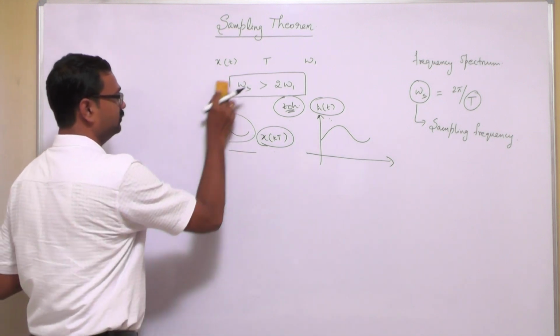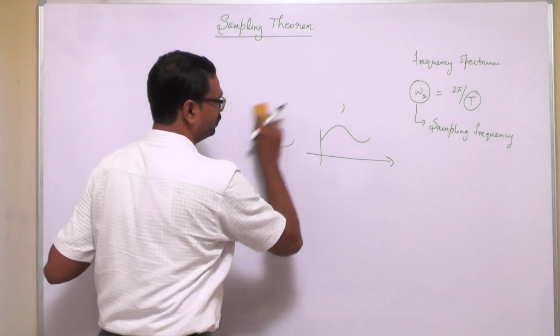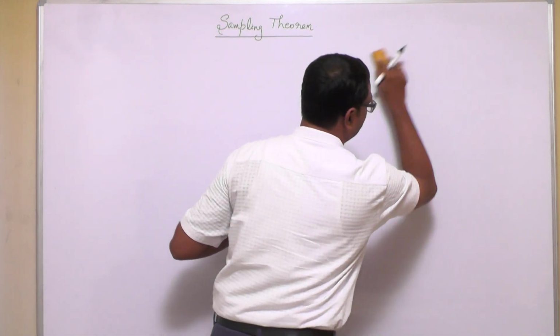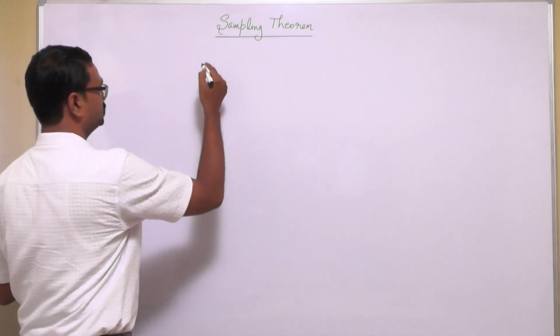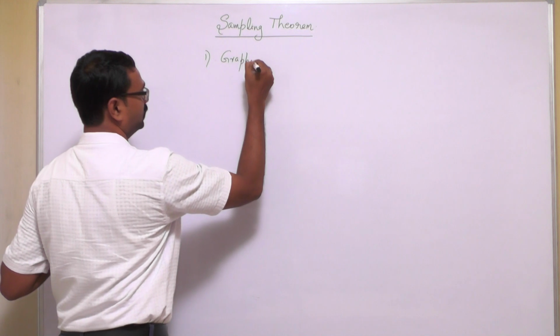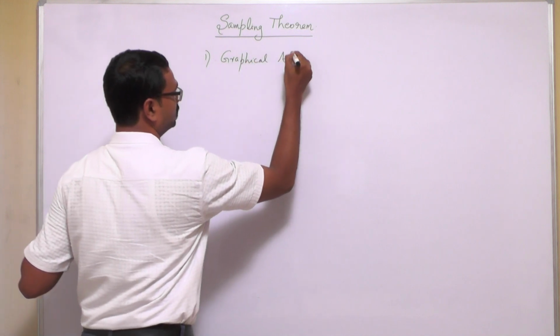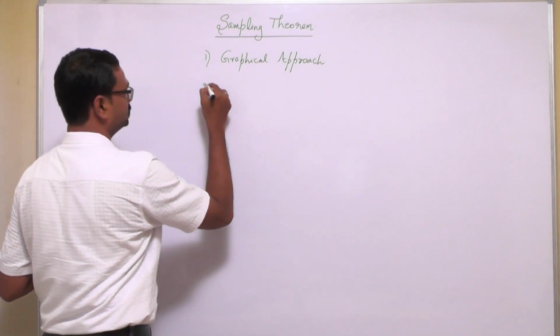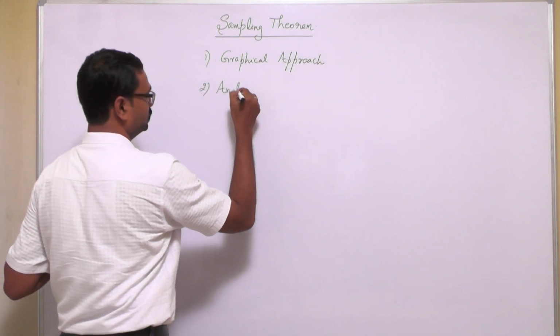So for this, we are going to see two different methods of application of the sampling theorem. One is the graphical approach of understanding what the sampling theorem is, and the other is the analytical approach.